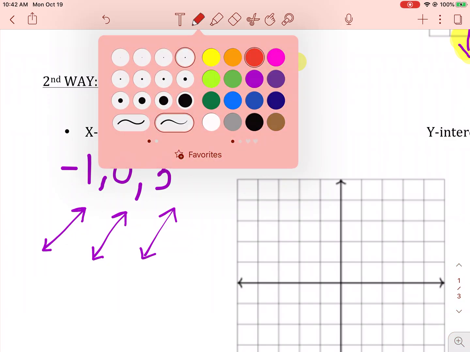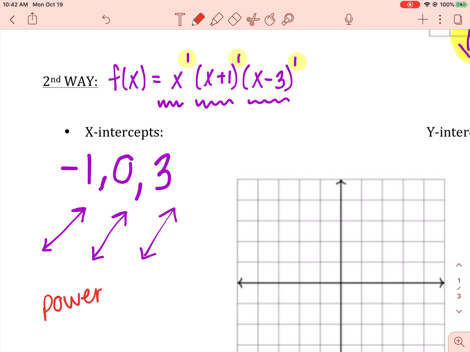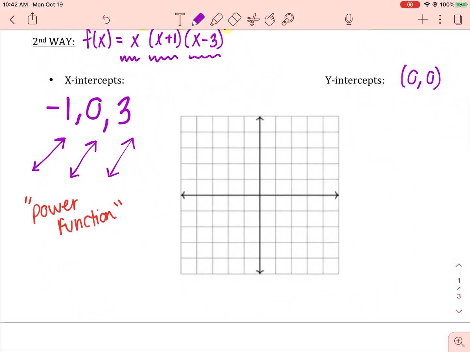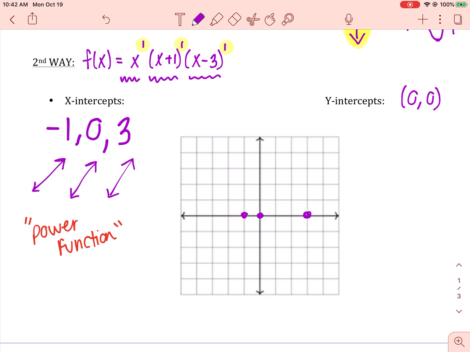Think back to yesterday's notes. Think about the power function. What will the general shape look like? This will look like that straight line. So now I graph my intercepts: -1, 0, 3. I know it's an odd function, right, because the powers add up to 3. I know it's going to rise to the right because there's a positive value in front. There's no negative sign. So I already know it's going to look like this and this. That's going to be the start.